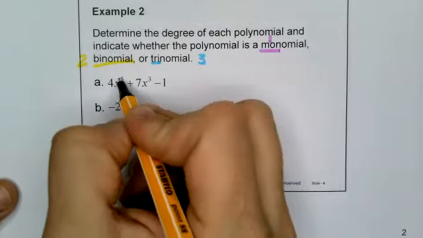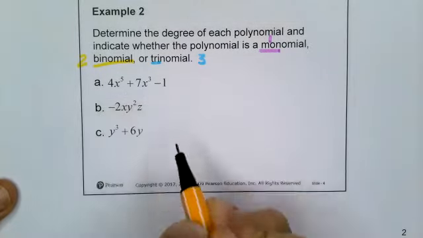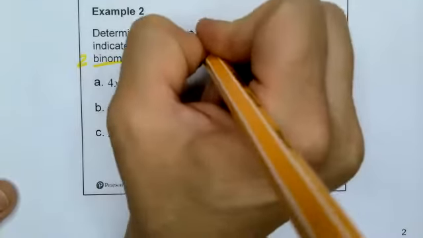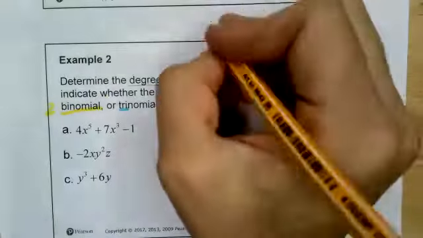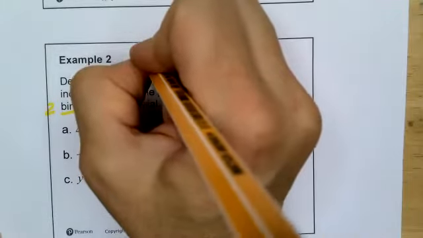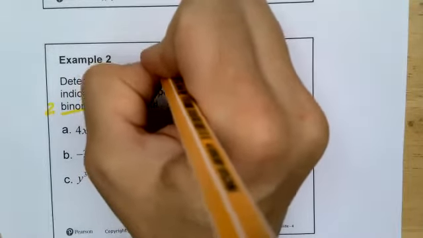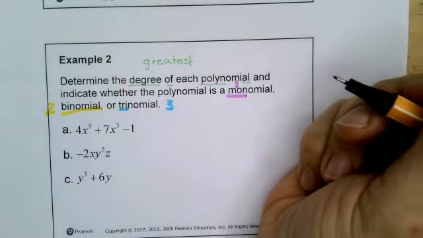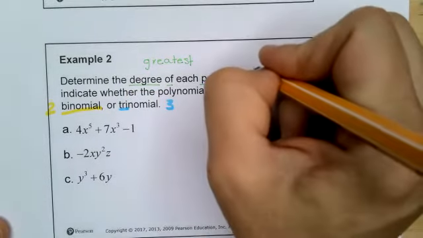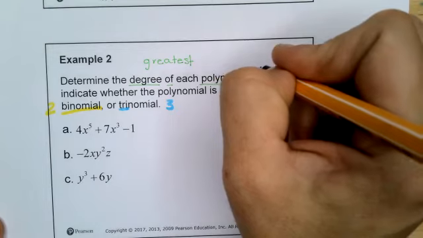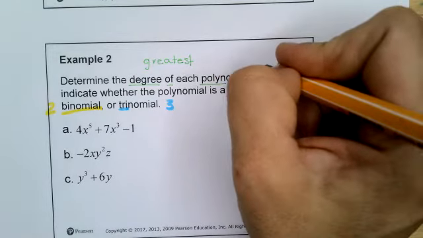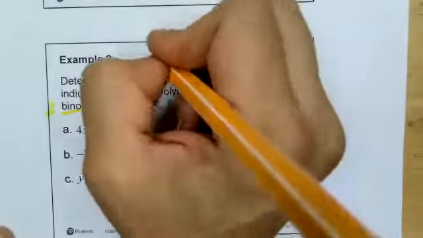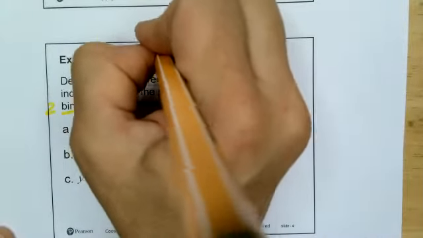Okay, so 4x to the 5th plus 7x cubed minus 1. What is the degree of the polynomial? Remember, the degree of the polynomial means the degree of the greatest term. How do we say it? The degree of each polynomial is equal to the degree of the greatest term. Yeah, degree.